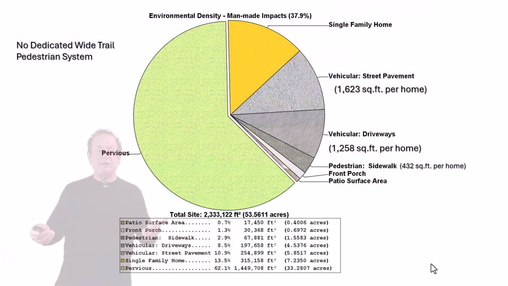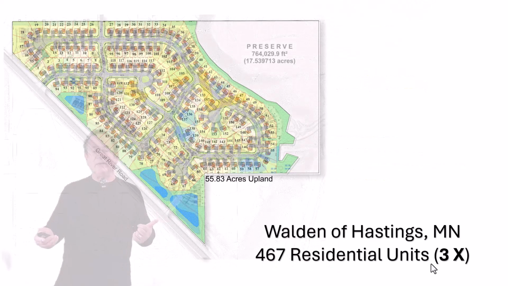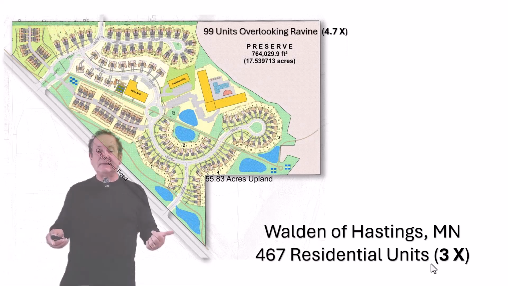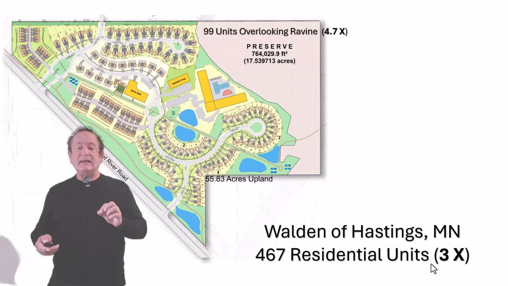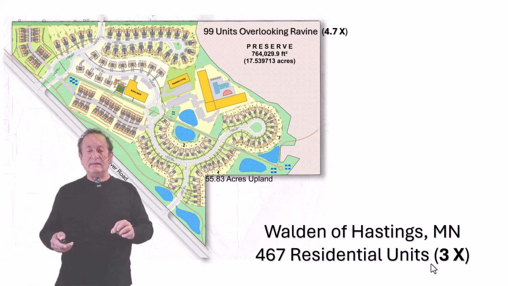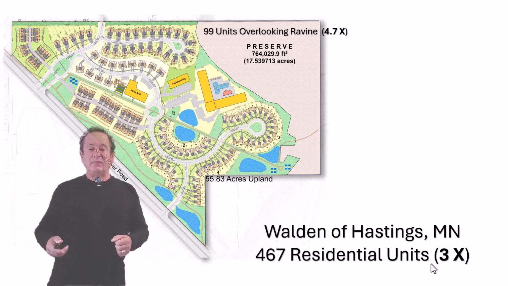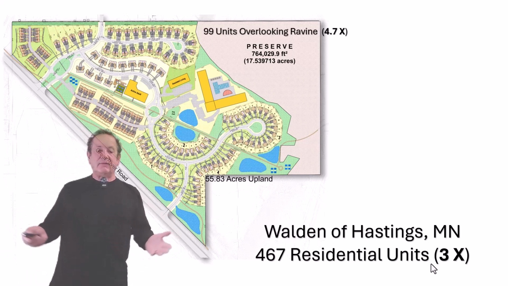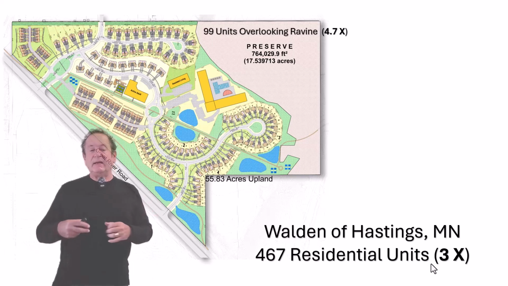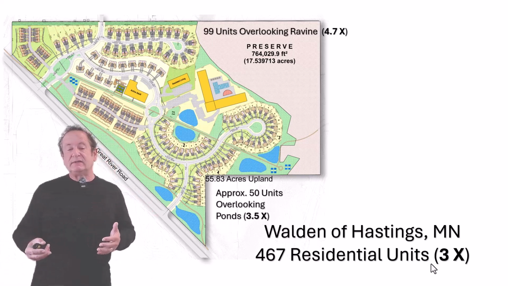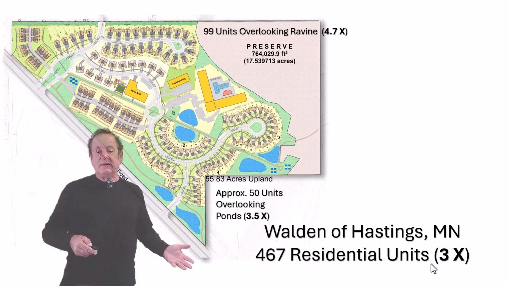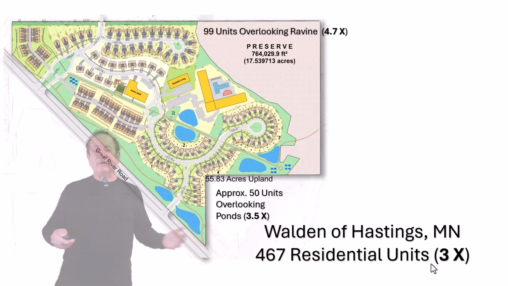Now let's take a look at Walden of Hastings. It has 3 times the residential units, or 467 units. There's 99 of those units, at least, that are going to be overlooking that beautiful ravine, or almost 5 times the units that will enjoy that ravine. That's people. And approximately 50 units are overlooking the ponds, which is 3.5 times the original plan. And those ponds are very premium views.